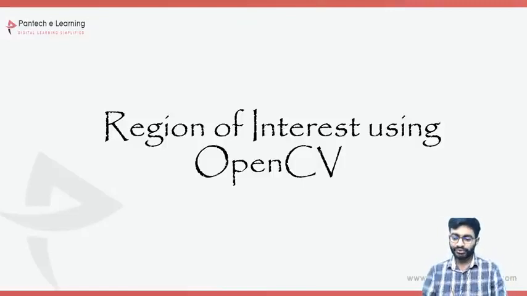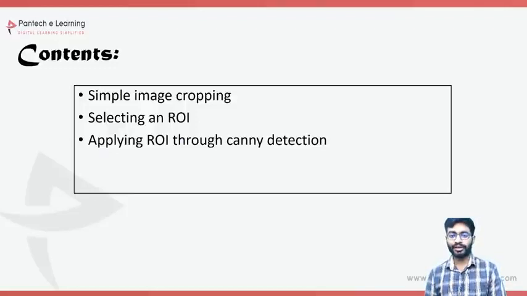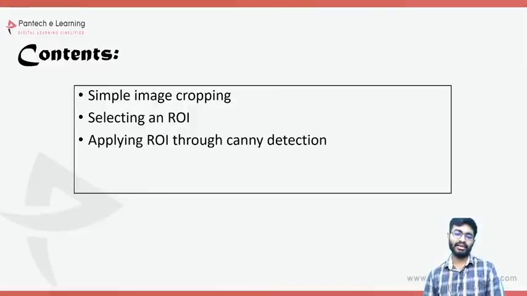Whenever we are going for this region of interest, we have to follow three main contents, like simple image cropping, how easily we can crop the image, that is also a part of region of interest. Then selecting ROI. Select ROI is one of the functions applied in OpenCV. We are going to see how to select that particular ROI with the help of an image by ourselves. Then applying ROI through Canny edge detection. Through that edge detection we are going to apply the ROI, and from that we will be able to see that respective bounding box.